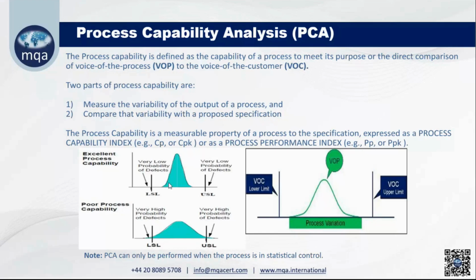Now you see here the shape of the curve. The width of the curve is half of the LSL to USL spread, so this is excellent. But in the second case, the curve goes beyond the specification limit. The region beyond the specification limit is rejection, so here the chances of rejection are more. The process capability is very poor, less than 1. When LSL and USL touch the ends of the curve, then the process capability is 1.